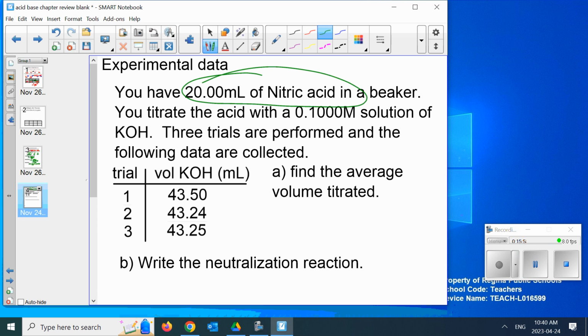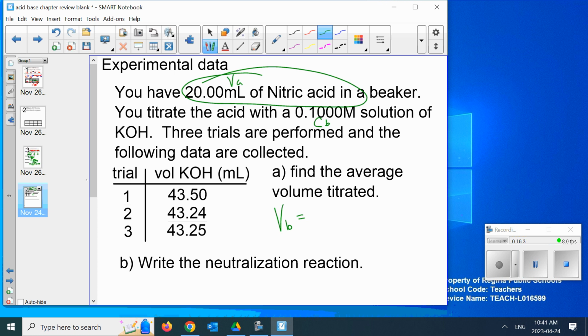So this is the concentration of the base. This is the volume of the acid. 3 trials are performed, and you got 3 different volumes, so you need to find the average volume. So I'm going to call this the volume of the base. You know how to do an average. You add 43.5 plus 42.24, 42.25, add them up, divide by 3, and go for it. Then you're going to write out that neutralization reaction and use the titration formula to solve the problem.